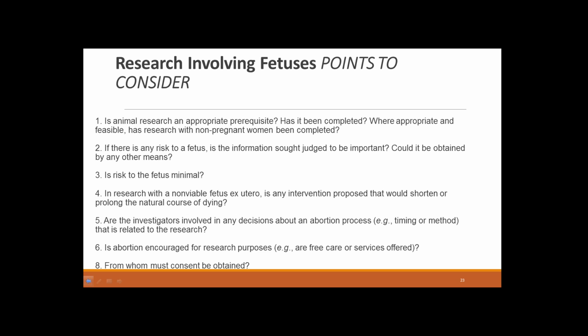Is the research on non-viable fetuses ex utero? Is there any intervention proposed that would shorten or prolong the natural course of life? Again, that's a question that you're asking if you're looking at the non-viable fetuses. Are the investigators involved in any decisions about abortion? I've talked about that. You sure don't want to be as close to that decision as you can. Again, not encouraging research for any purposes, and who must be consented to the purposes of this.